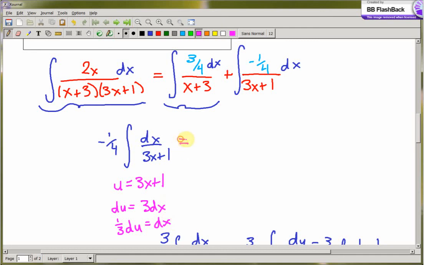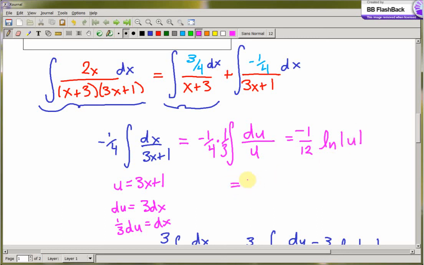Let's reset things here. I've still got this -1/4 outside. Dx has become 1/3 du, so I'll write that 1/3 here. And here's your du, and now the bottom is just u. So what have we got? Put these two together and you get -1/12. Now when you take this antiderivative, you get natural log of the absolute value of u. And now going back to x, this is the same thing as -1/12 times natural log of the absolute value of 3x plus 1.